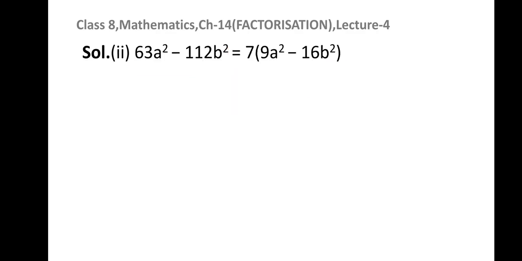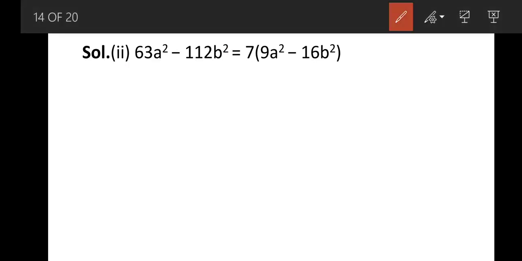Coming to the solution of the second part. Now, dear children, if you analyze this question, 63 and 112, these two are not perfect squares, a square or b square, it is fine. So what we can do, you need to take something common out, then they can be perfect squares.